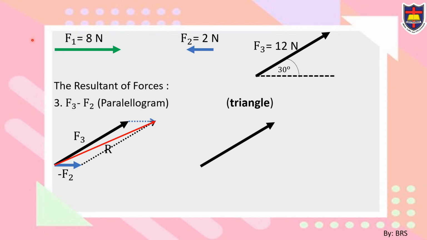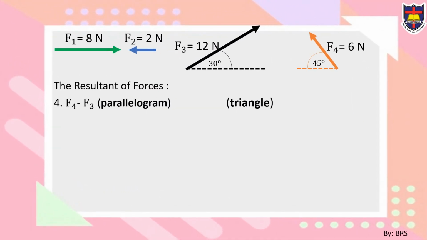Next, by triangle, draw 12 cm F3 to the top, and then draw minus F2 to the right with the head of F3 to the tail of F2, and then draw the resultant of force from the tail of F3 to the head of F2, so the red vector is the resultant.